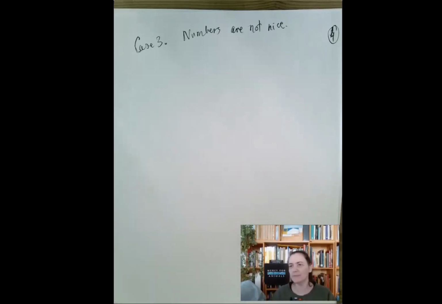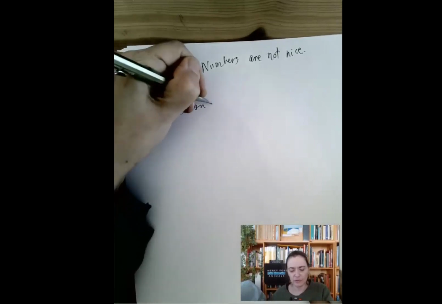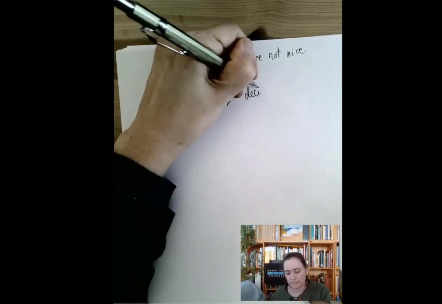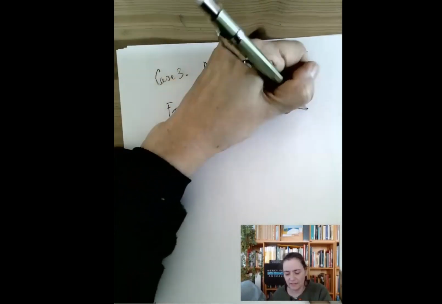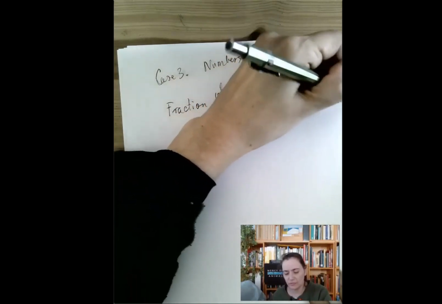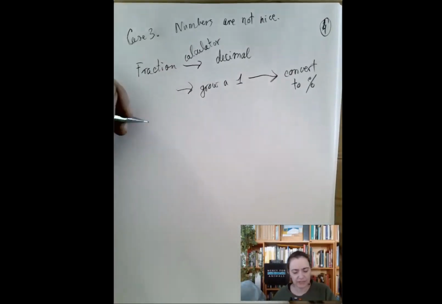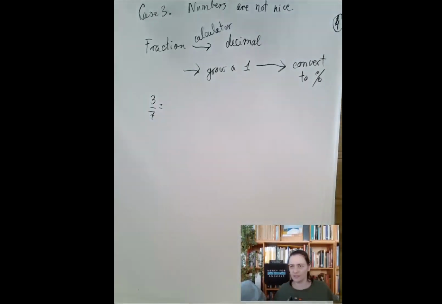So you have to understand, I'm trying to do the opposite of that. If you already have an easy way, don't worry about it, keep it. But if the numbers are not nice, go from fraction to decimal using the calculator. And then we're going to grow a 1 and convert to percent. I'll show you. Let's say we have a truly, truly terrible fraction. How about 3 over 7? You cannot scale it up or down. 7 is not going to turn into 100, not from multiplying or dividing by integers, right?